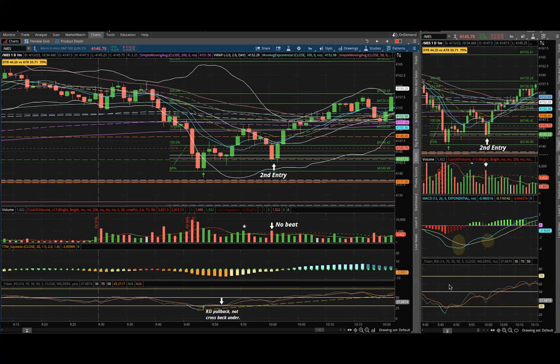I don't have much else to say about this slide here. This is a fairly good representation of the setup that I'm going to be looking for. I'm going to look for these kinds of entries, first pullback and second pullback. And yeah, this is my starting point.